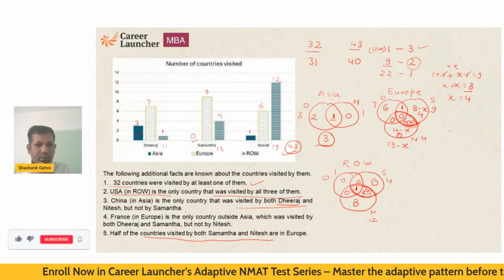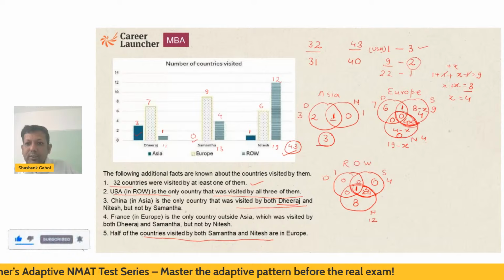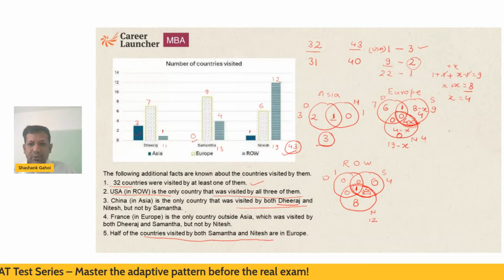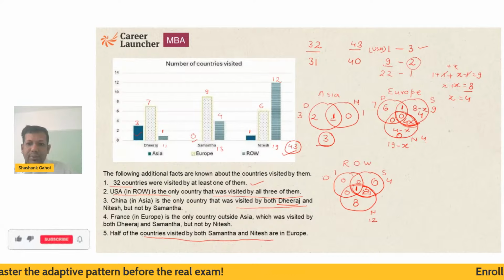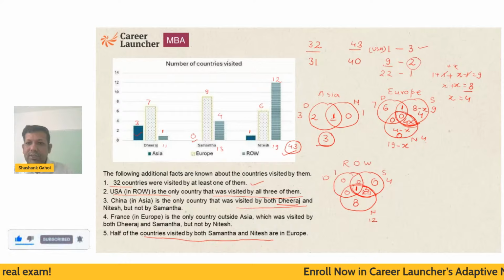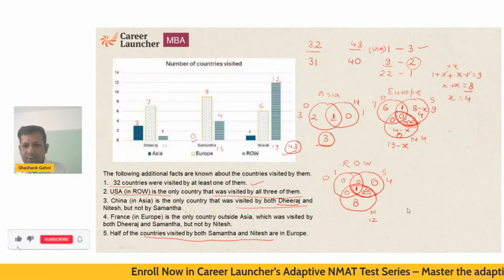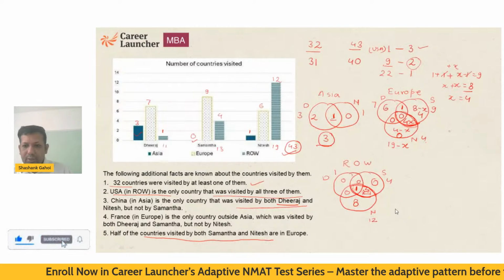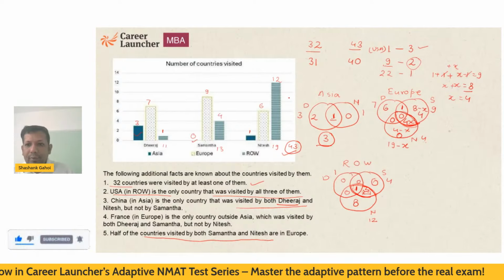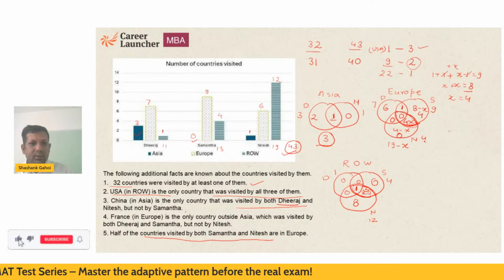I think I made some mistake somewhere. I don't know where I made the mistake. So that is going to be 4, 4. Samantha and Nitesh total intersection. Okay, Ranjit, just give me a moment. Let me come to that. Did I make some mistakes? So this is 4. Europe.